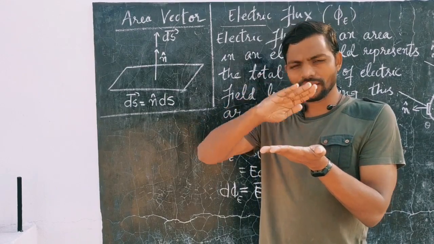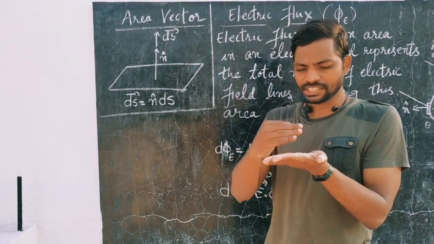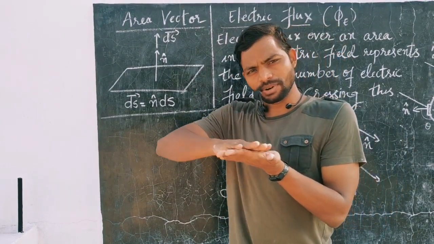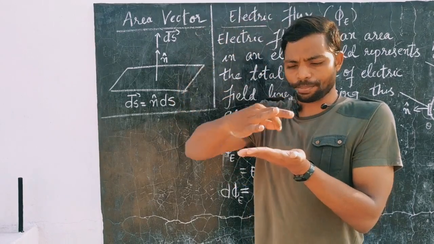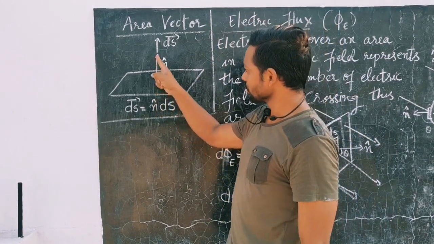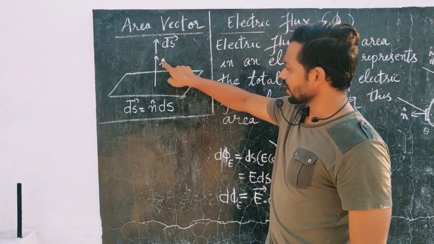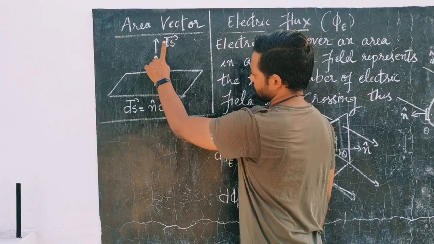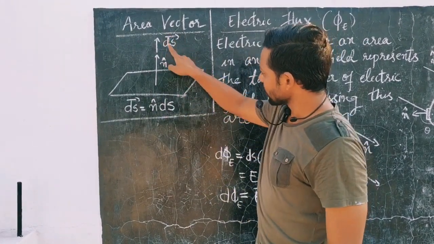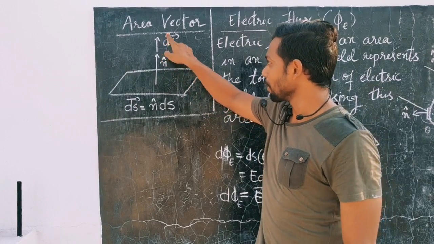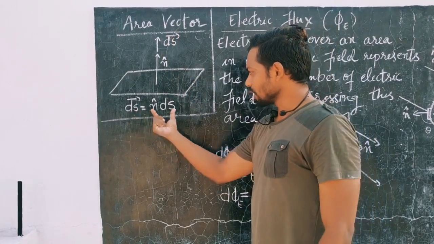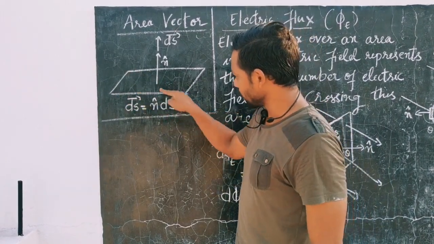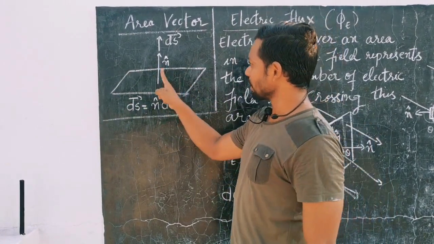If we are talking about the above face, that means it is facing upwards. So I can give a direction to the upward surface perpendicular to that area. You can see here, n cap is the unit vector in the perpendicularly upward direction. So the area vector can be represented with ds bar, which is given as n cap ds. ds is the magnitude of this area element, and its direction is given by the n cap.